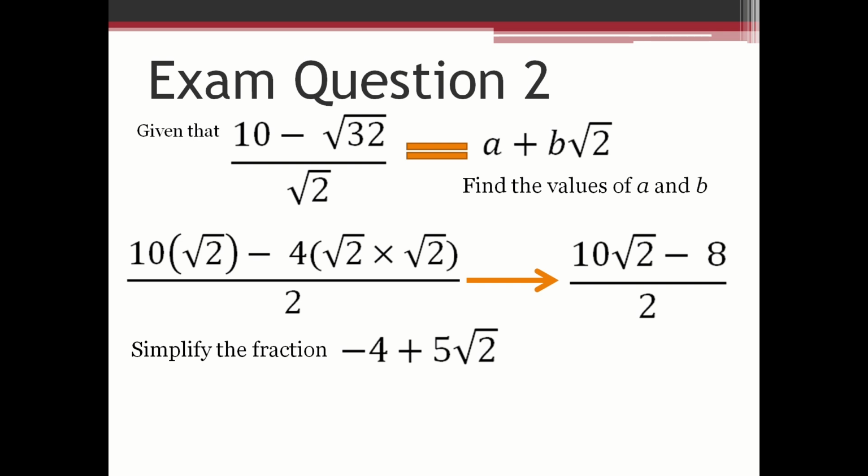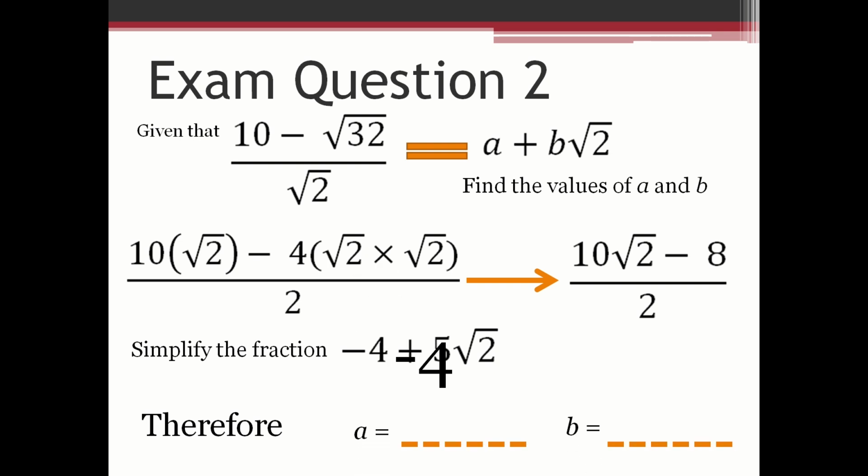You might ask, why did the position change? We do that so you can match the format that is in the question, which is a plus b square root 2. So if we're looking at the simplified fraction, we know what a is and we know what b is. A is equal to minus 4 and b is equal to 5.